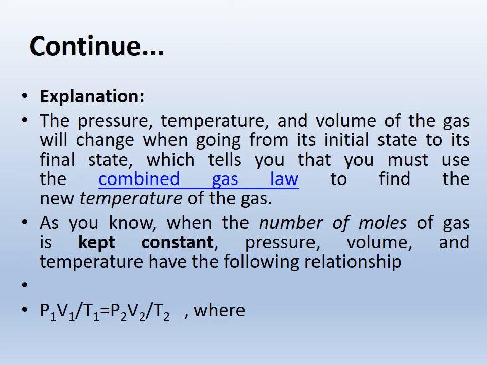You are seeing here that the pressure, temperature and volume of the gas will change when going from its initial state to final state. Which tells you that you must use the combined gas law to find the new temperature of the gas. As you know, when the number of moles of gas is kept constant, pressure, volume and temperature have the following relation: P1 V1 upon T1 is equal to P2 V2 upon T2. Right? Have you understood? So with the help of this formula, we will solve the numerical problem.